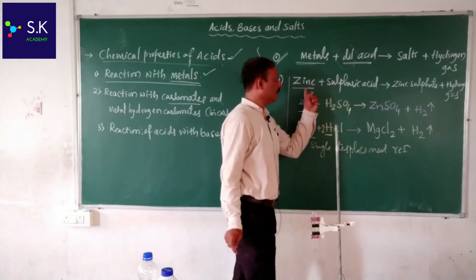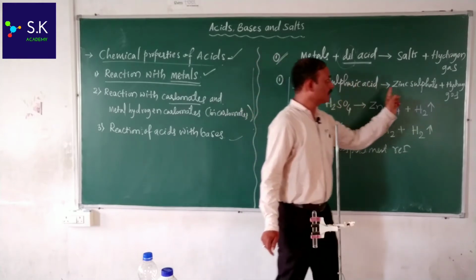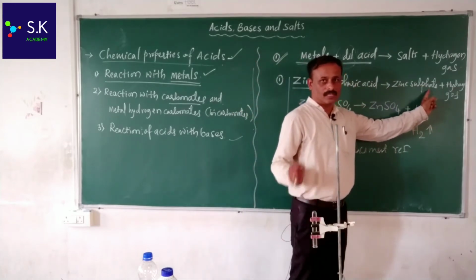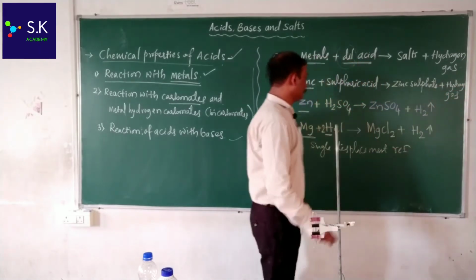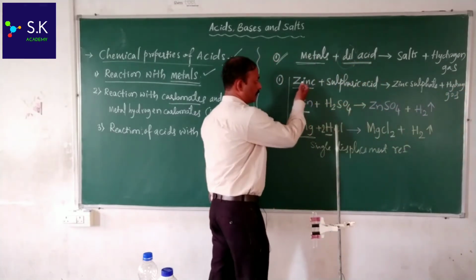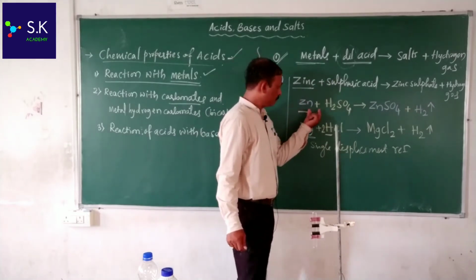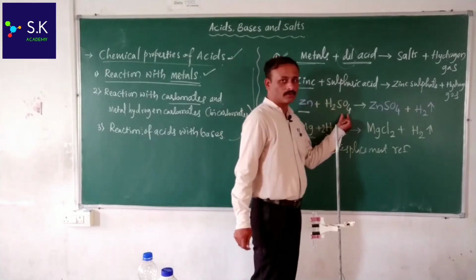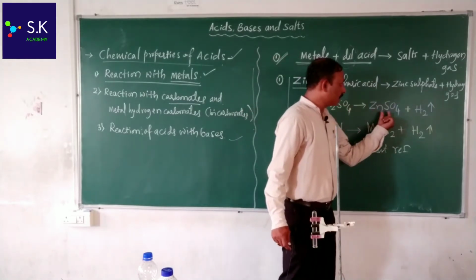I have taken an example of zinc. Zinc, when it combines with sulfuric acid, produces zinc sulfate, which is a salt, plus hydrogen gas. See, I have written that equation. This is the word equation, and this is the chemical equation: Zn plus H2SO4, that is sulfuric acid, and formation of zinc sulfate.